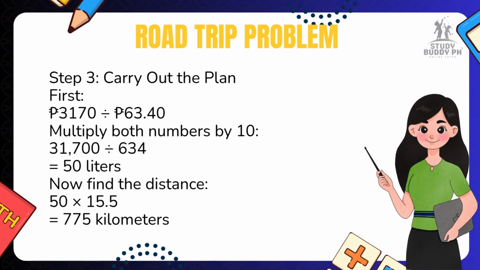Step 3. Carry out the plan. First, 3,170 pesos divided by 63 pesos and 40 centavos. Multiply both numbers by 10. 31,700 divided by 634 equals 50 liters. Now find the distance. 50 times 15.5 equals 775 kilometers.